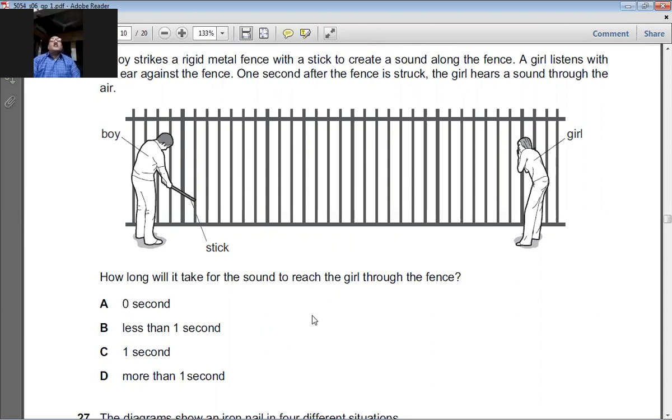You know, the speed of the sound in the metallic fence will be larger than the speed of the sound in the air. So the sound will reach the girl through the fence earlier than the sound will reach the girl through the air. Through the air, the sound took 1 second. So through the fence, it will take less than 1 second. So I think B is the right choice.